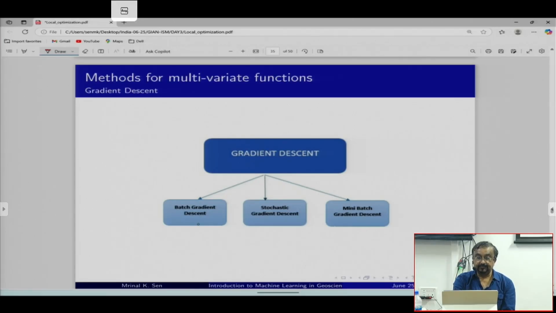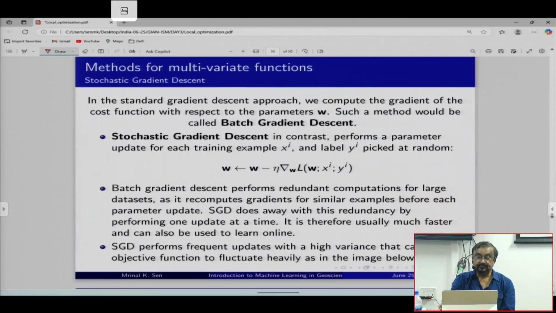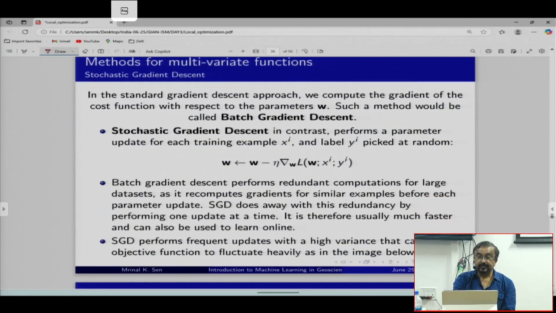These are called batch gradient descent, stochastic gradient descent, and mini batch gradient descent. So how do they work? It's quite simple. The standard method that I talked about for gradient descent would be called batch gradient descent because it uses the entire data set. Okay? Now stochastic gradient descent basically performs a parameter update for each training example and label picked at random.